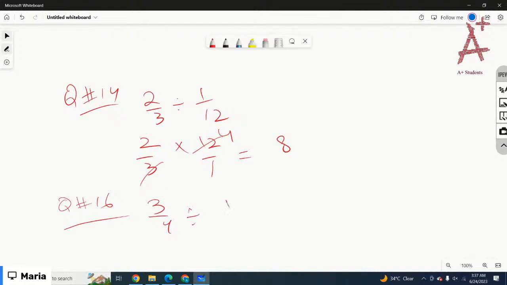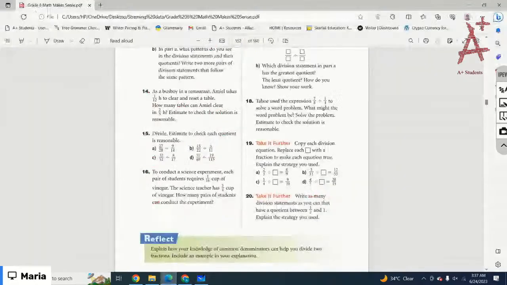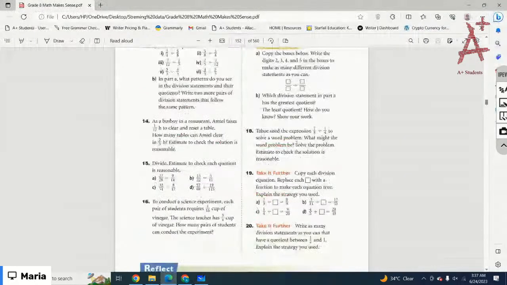3 over 4 divided by 1 over 16. So it would be 3 over 4 times 16 over 1. 4 times 4 is 16, sorry, and 4 times 3 is 12. That means a total of 12 students can conduct the experiment. Got it?